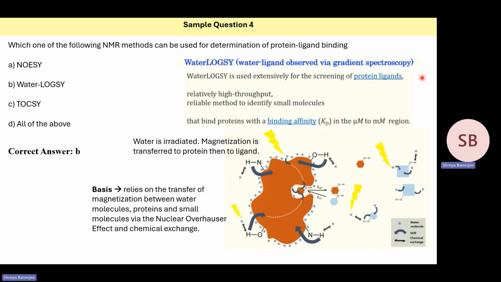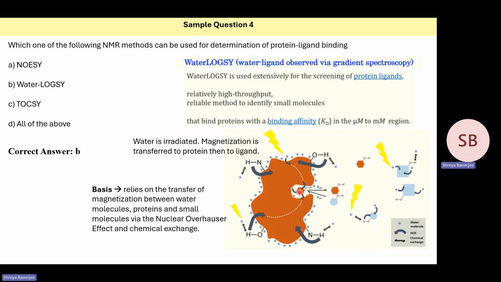We will briefly look into what is WaterLOGSY. So WaterLOGSY stands for water-ligand observed via gradient spectroscopy. So you basically have a protein shown here and a ligand that is binding to the receptor site of the protein. The protein is surrounded by many water molecules. Firstly, the water is irradiated. Then the irradiation is transferred from the water to the protein. You can see the arrows. And from the protein, it is transferred to the ligand.